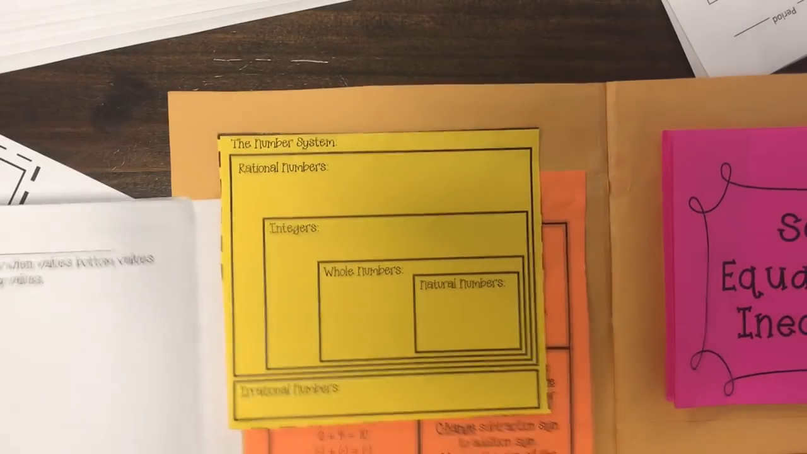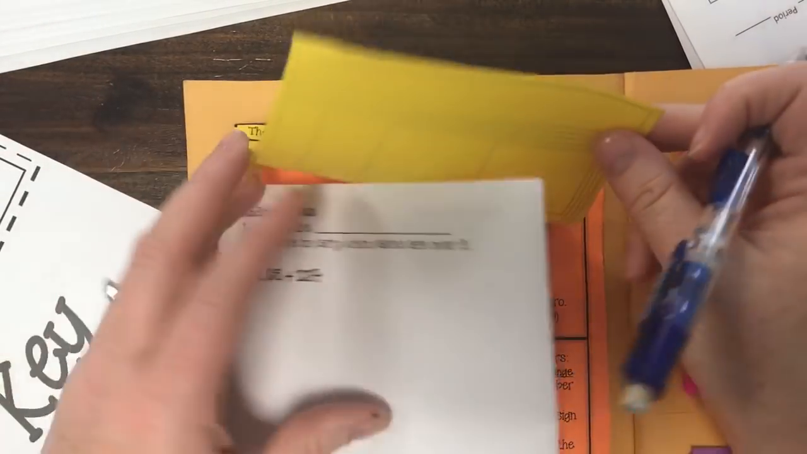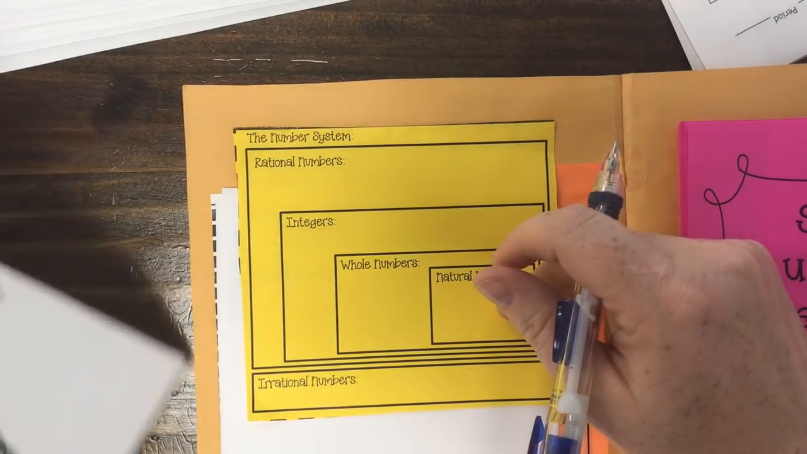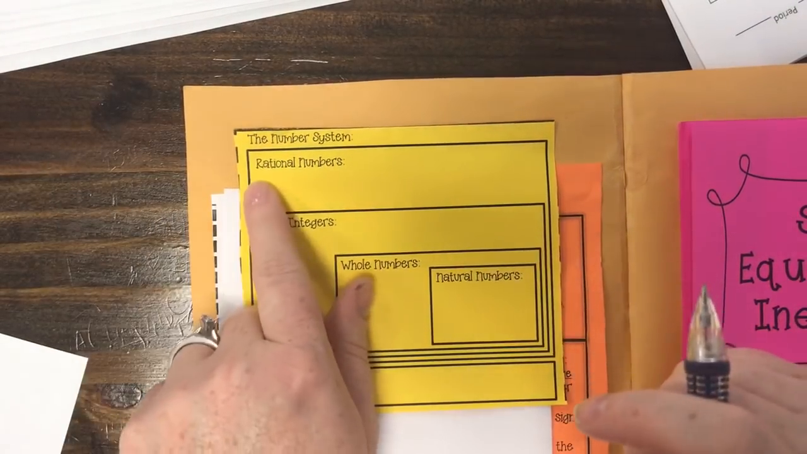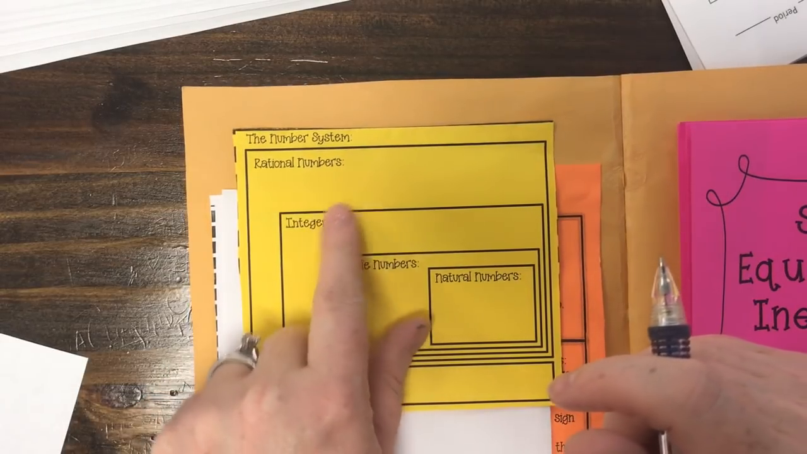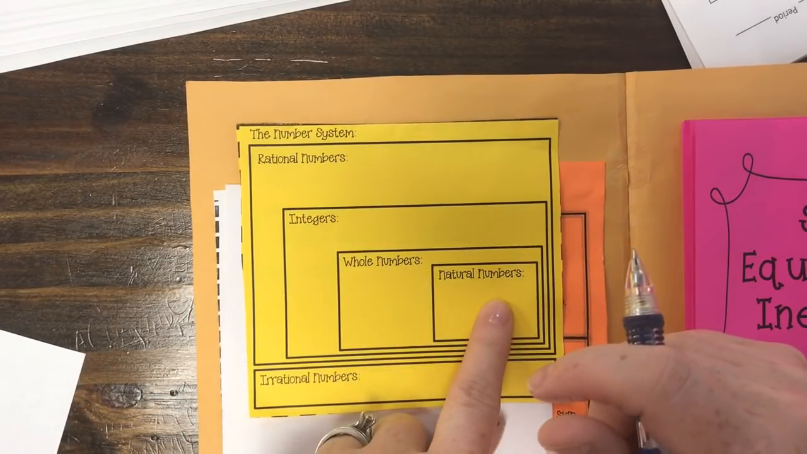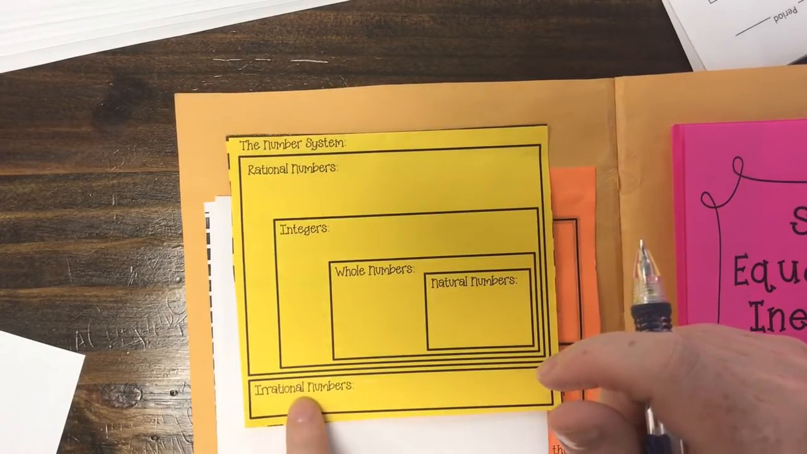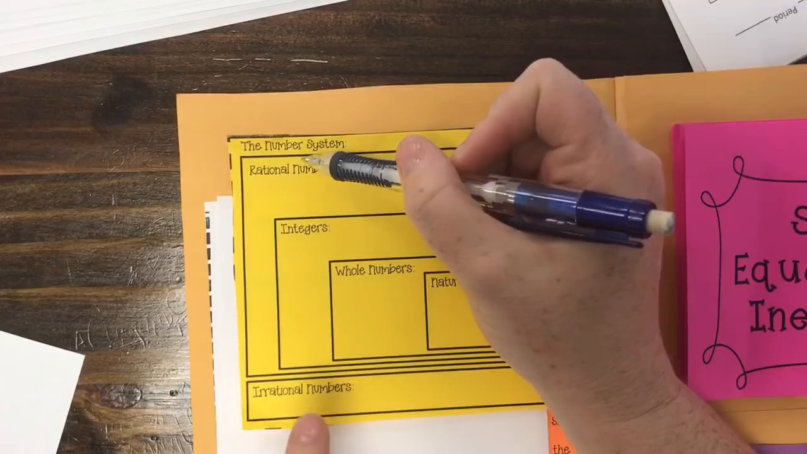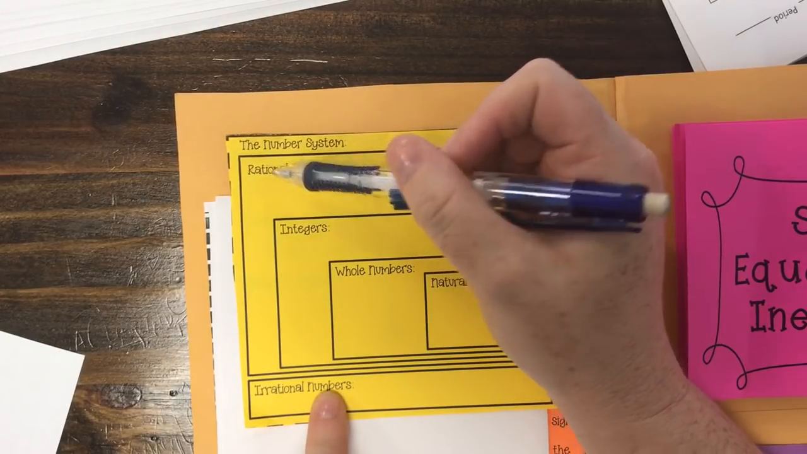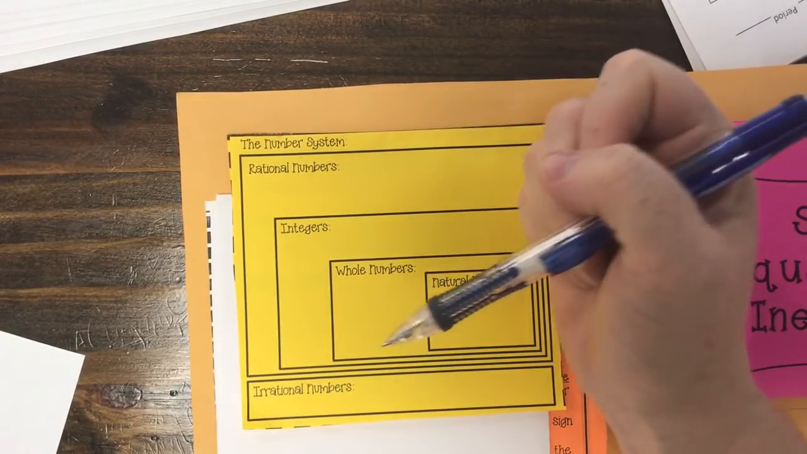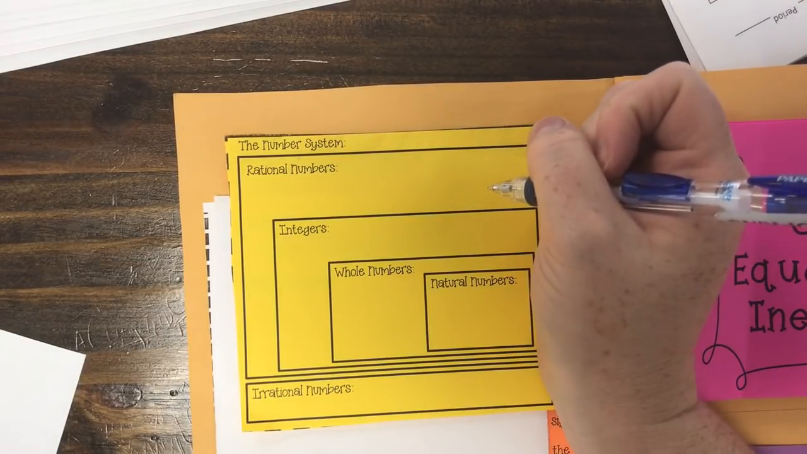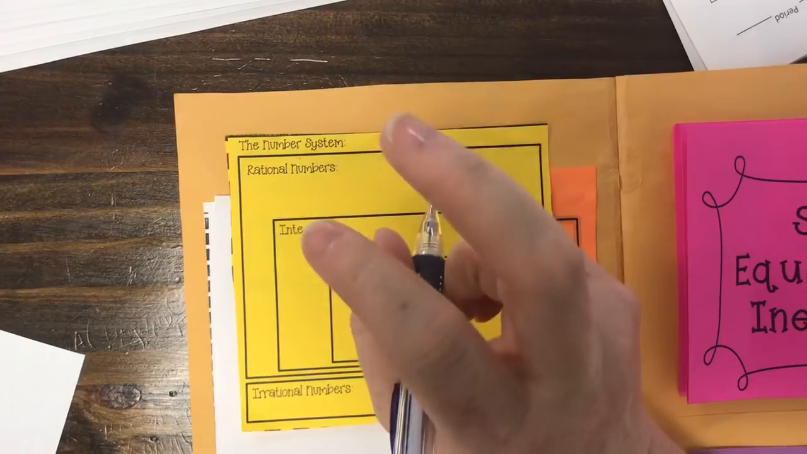Okay, we're going to talk about the number system. That's the very first thing that we're going to do in our super giant foldable. Okay, so it has the number system here. It has rational numbers, integers, whole numbers, and natural numbers, and they all go in the same category of rational numbers, and then irrational. So our categories are rational, irrational, and then rational divides into these subcategories. Okay, so I want you to remember the main categories are rational and irrational.